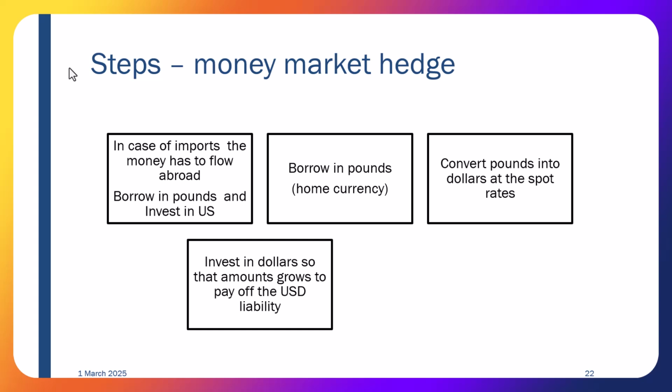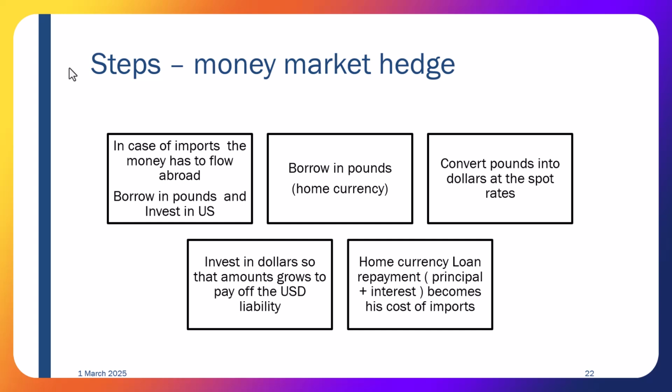Is that okay? Fine. This is what we do. Now in home currency you have taken a pound loan, and you have to pay interest on that. So principal plus interest will become your cost of hedging, your cost of the dollars. Is that okay?